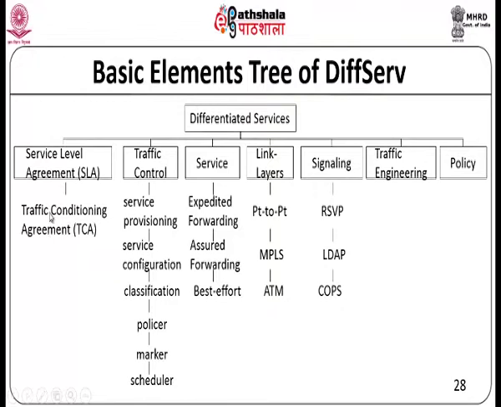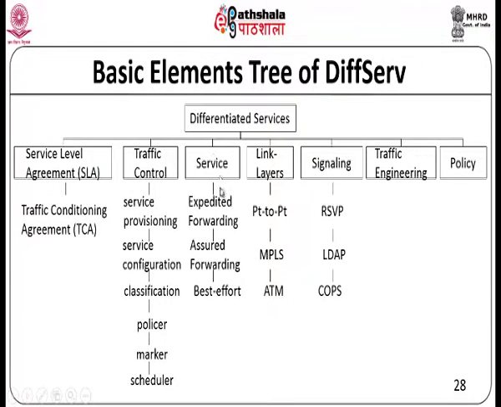So this is just to give you an overall picture of the various elements that we have in the diff serve. Okay, so you can call it a diff serve tree. So you can see that in diff serve, there will be service level agreements which will be used for the user to let the network know that this is the kind of traffic that it requires and this is the kind of service it requires. So traffic conditioning agreement is what takes place here. So traffic control is done by means of service provisioning. So based on your SLA, some provisioning is done, and then service configuration, and then we have classification, policing, marking and scheduling being done at the edge routers.